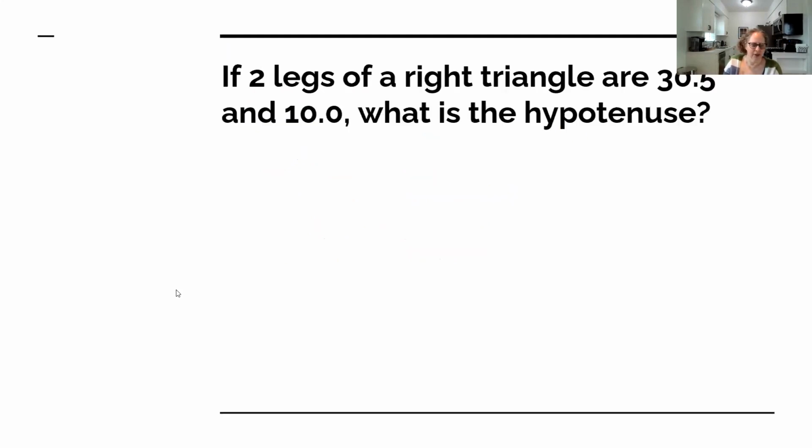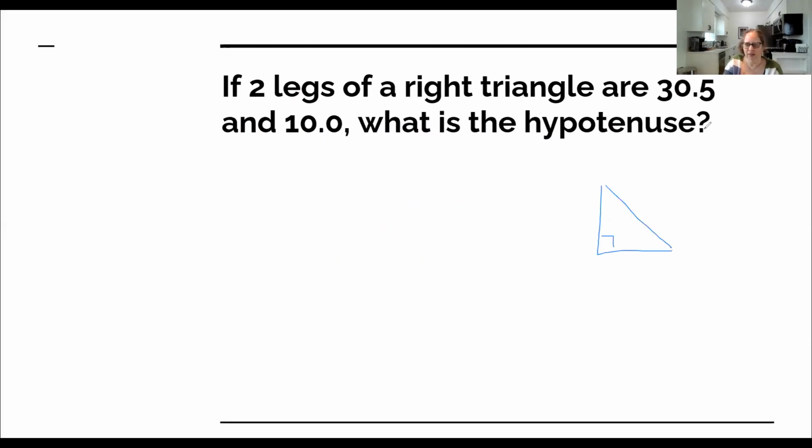If 2 legs of a right triangle, okay, right triangle, so they have that 90 degrees, are 30.5 and 10.0. What is the hypotenuse? So remember, the hypotenuse is labeled as C, and I can use Pythagorean theorem. A squared plus B squared equals C squared. Okay, does it matter which one's A or B? Nope, as long as they're legs, they can be A or B. 30.5 squared plus 10.0 squared equals C squared.